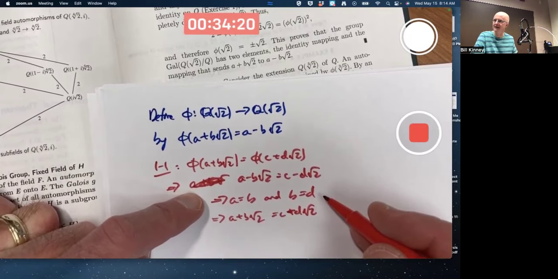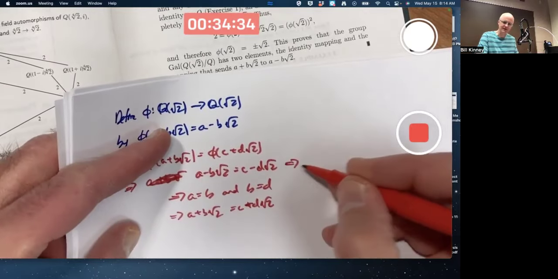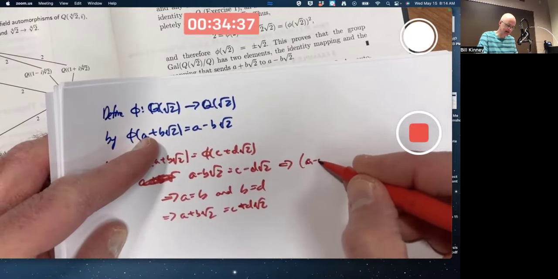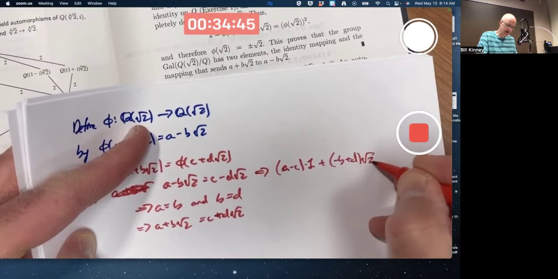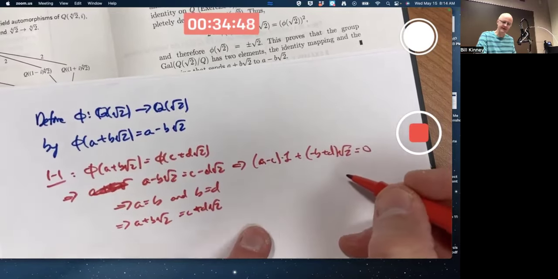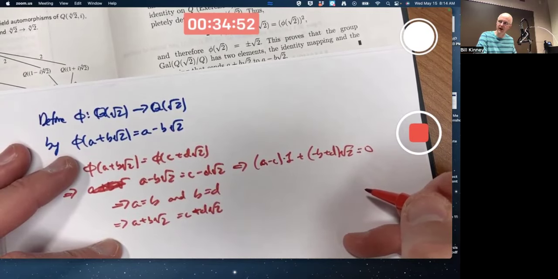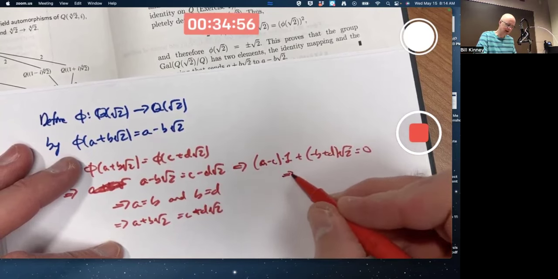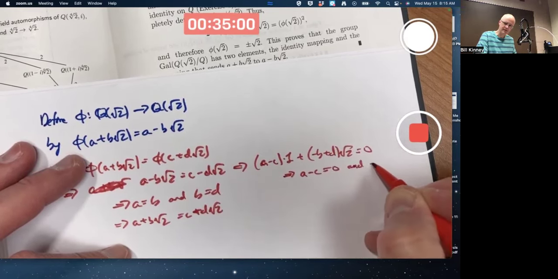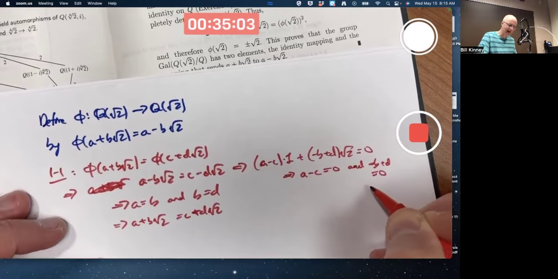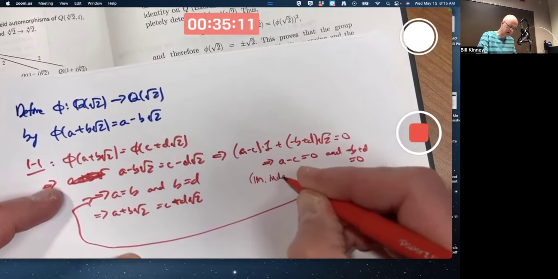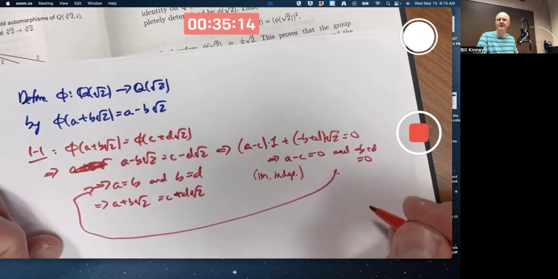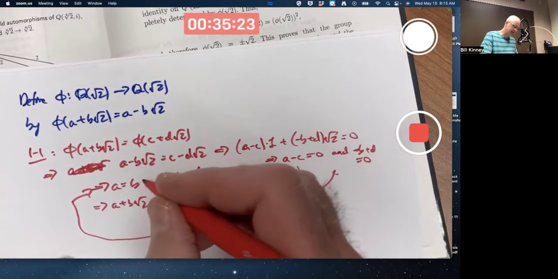It's related to the fact that 1 and root 2 form a linearly independent set over the rationals. If you want some details there, you could say this implies a minus c times 1 plus negative b plus d times root 2 equals 0, and use the linear independence of 1 and root 2, assuming you prove that. This would imply a minus c is 0 and negative b plus d is 0. And that would imply this. Linear independence is what I'm really using. Question? Yes, thank you. There should be a c here.